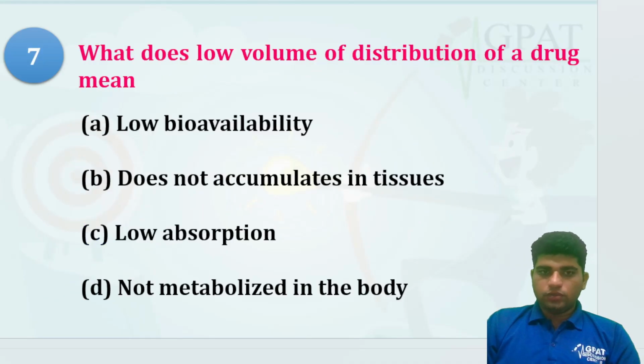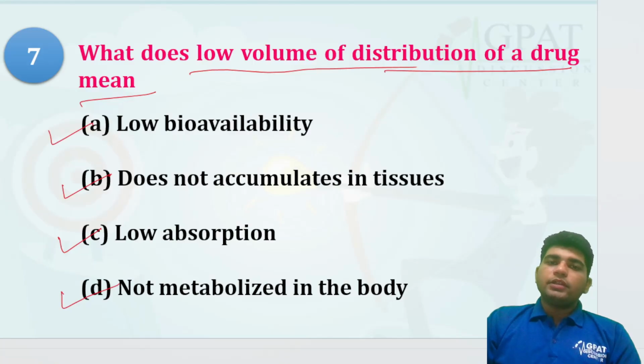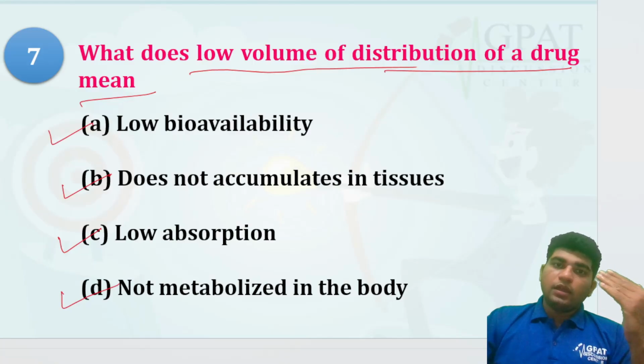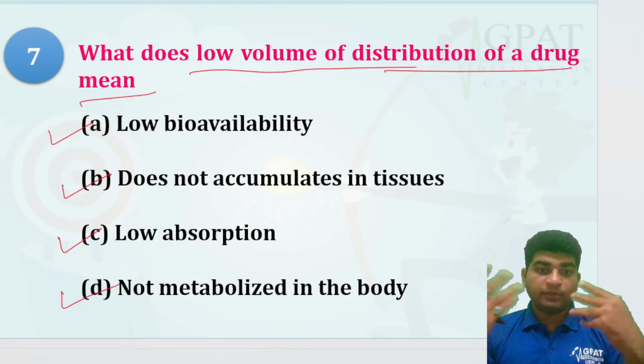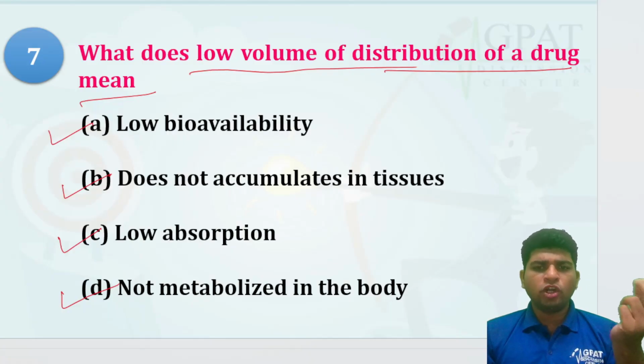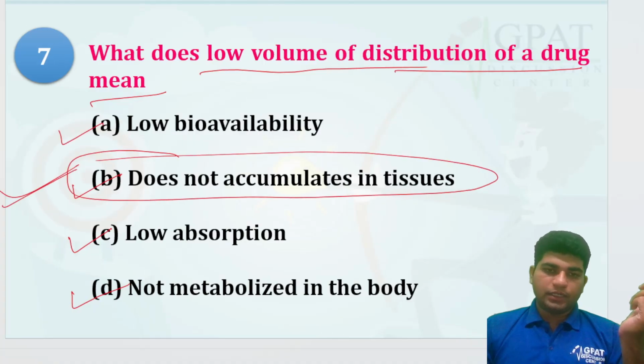What does low volume of distribution of a drug mean? Low bioavailability, dose does not accumulate in the tissues, low absorption, or not metabolized in the body. See, higher the volume of distribution, higher the drug penetrates into the tissues. Lower the volume of distribution, lower will be the penetration. That means there will be no accumulation in the tissue. That is option B, which would be right.